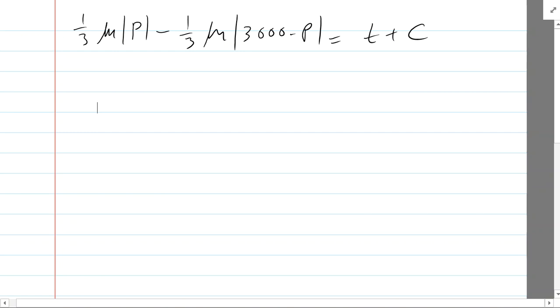Still constant. All right, so this becomes, I'm going to multiply both sides by 3, and then I'm going to get natural log.